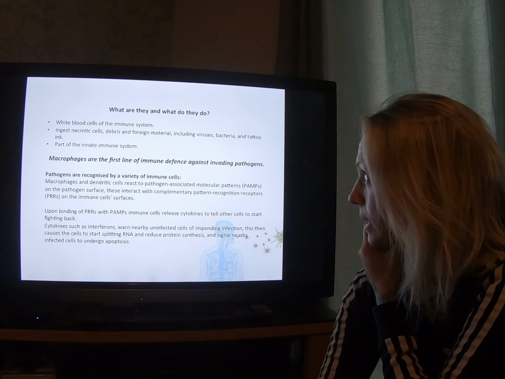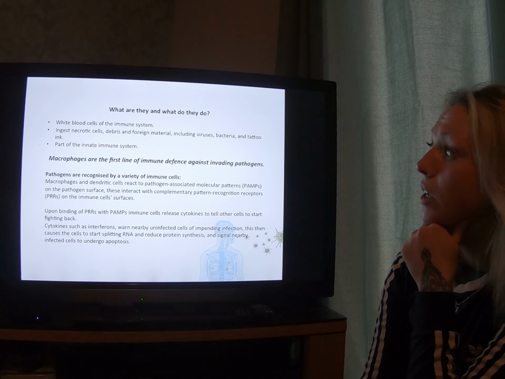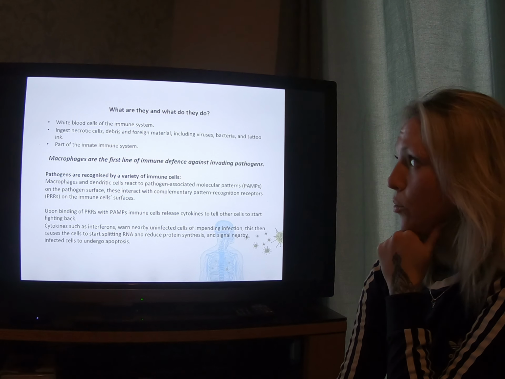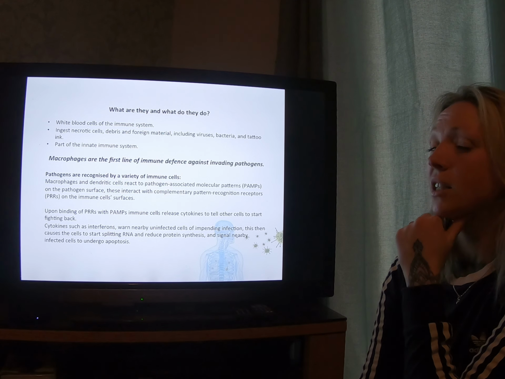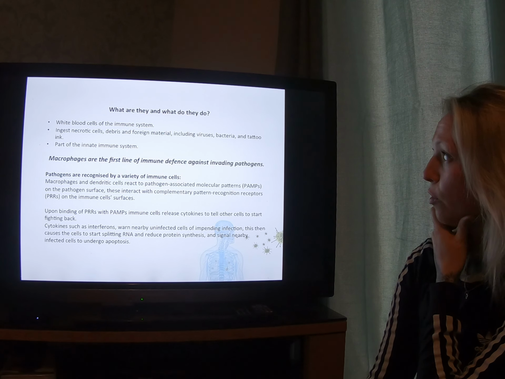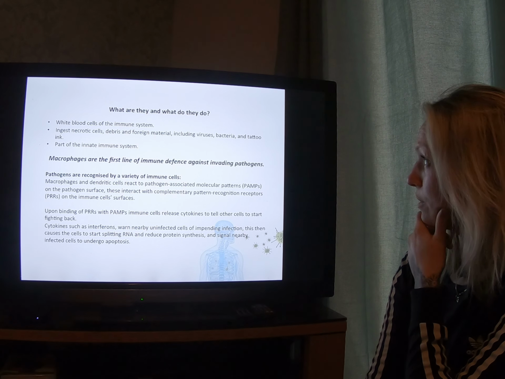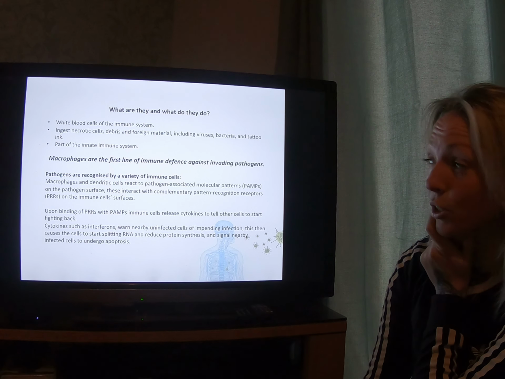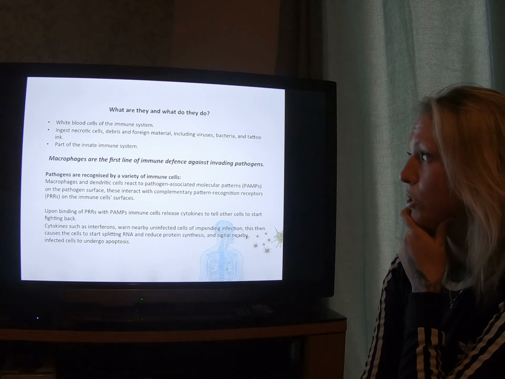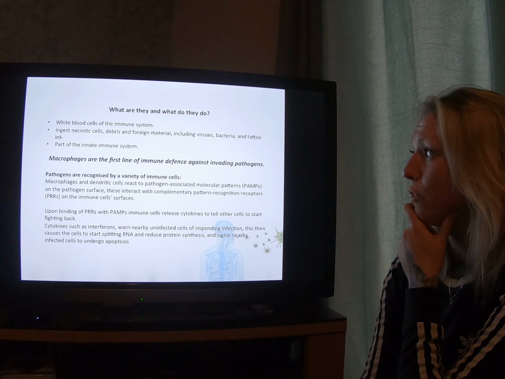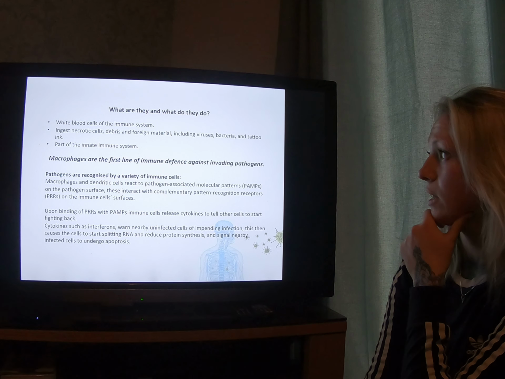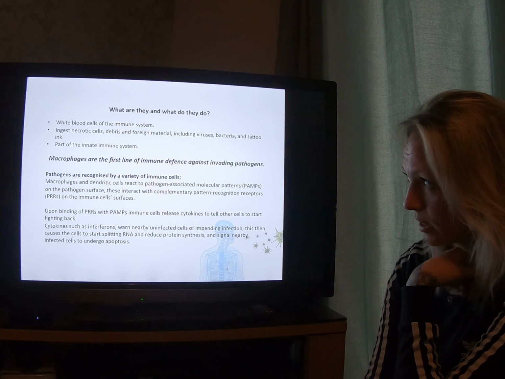Macrophages and pathogens. So what are they and what do they do? They are white blood cells of the immune system. They ingest necrotic cells, debris, foreign material, including viruses, bacteria, and even tattoo ink, part of the innate immune system. Macrophages are the first line of immune defense against invading pathogens.